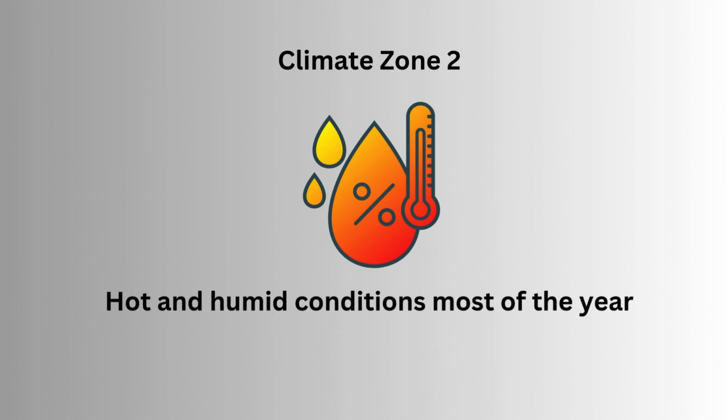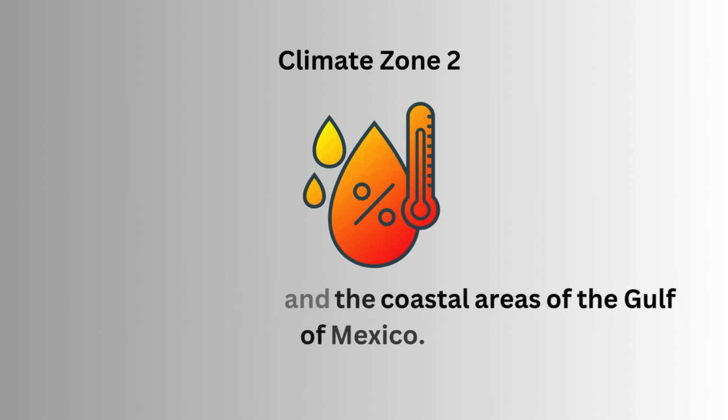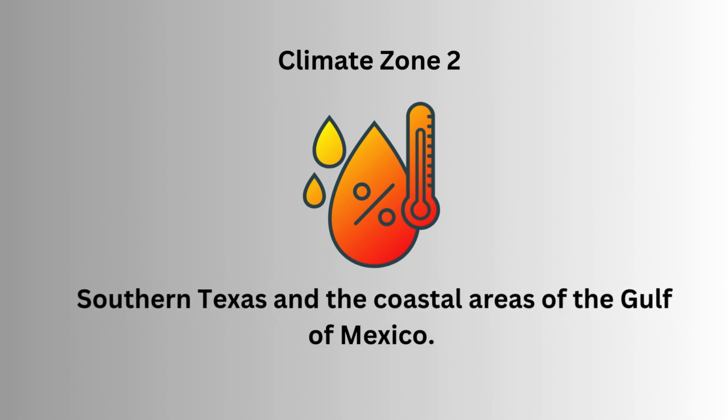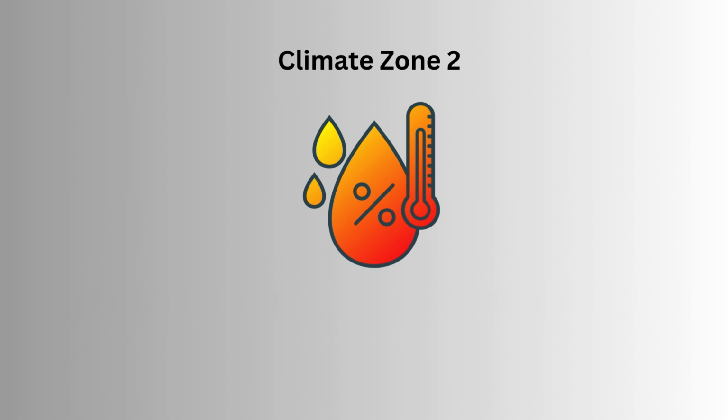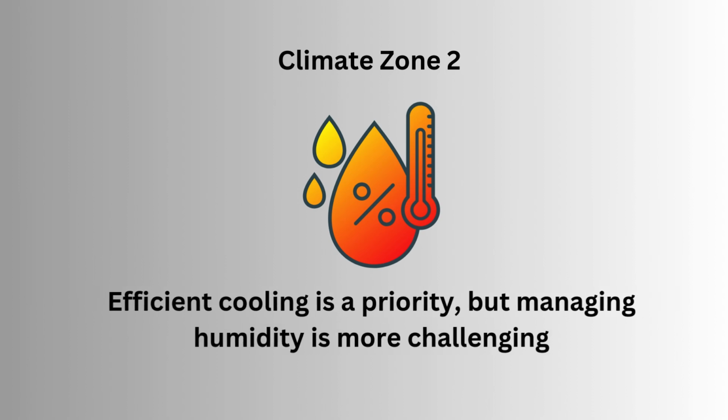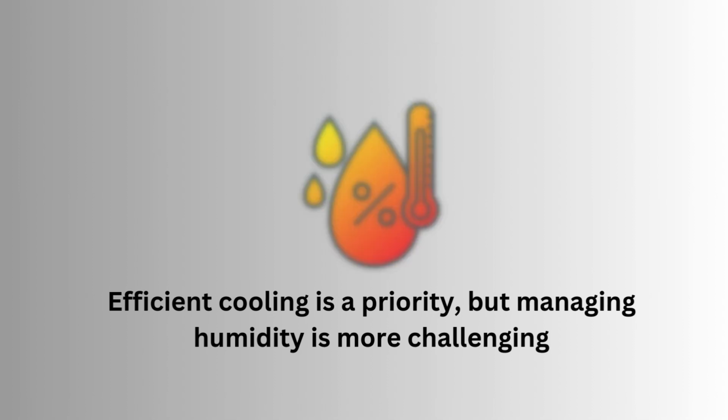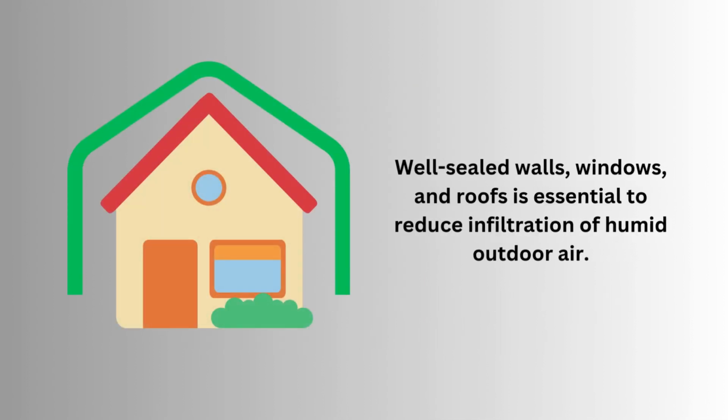Climate Zone 2 is known for hot and humid conditions most of the year, with high temperatures and significant moisture levels. This zone includes southern Texas and the coastal areas of the Gulf of Mexico. Like Zone 1, efficient cooling is a priority, and managing humidity can be challenging. Same as Zone 1, variable speed systems are one of the best ways to handle the humidity levels. A tight building envelope, well-sealed walls, windows, and roofs, is also essential to reduce infiltration of humid outdoor air.